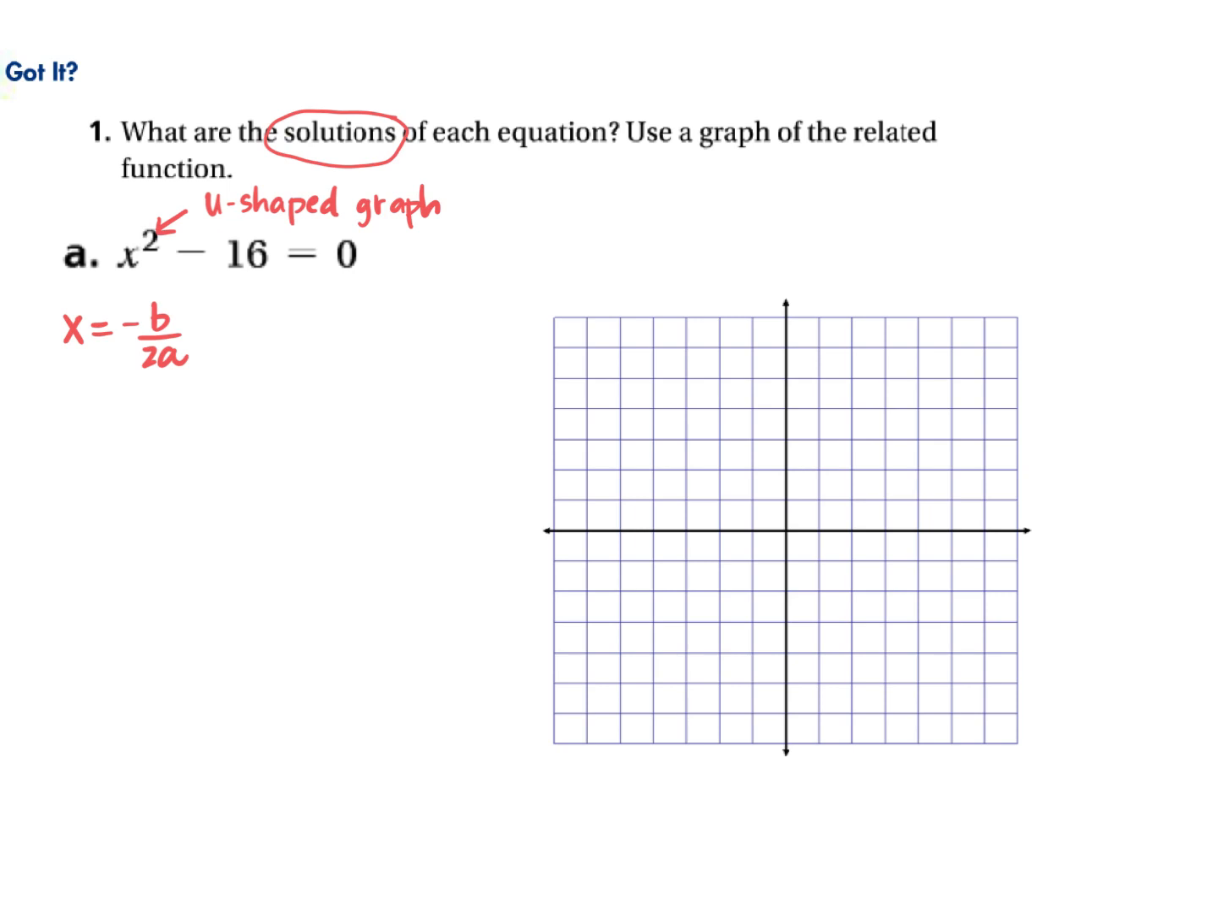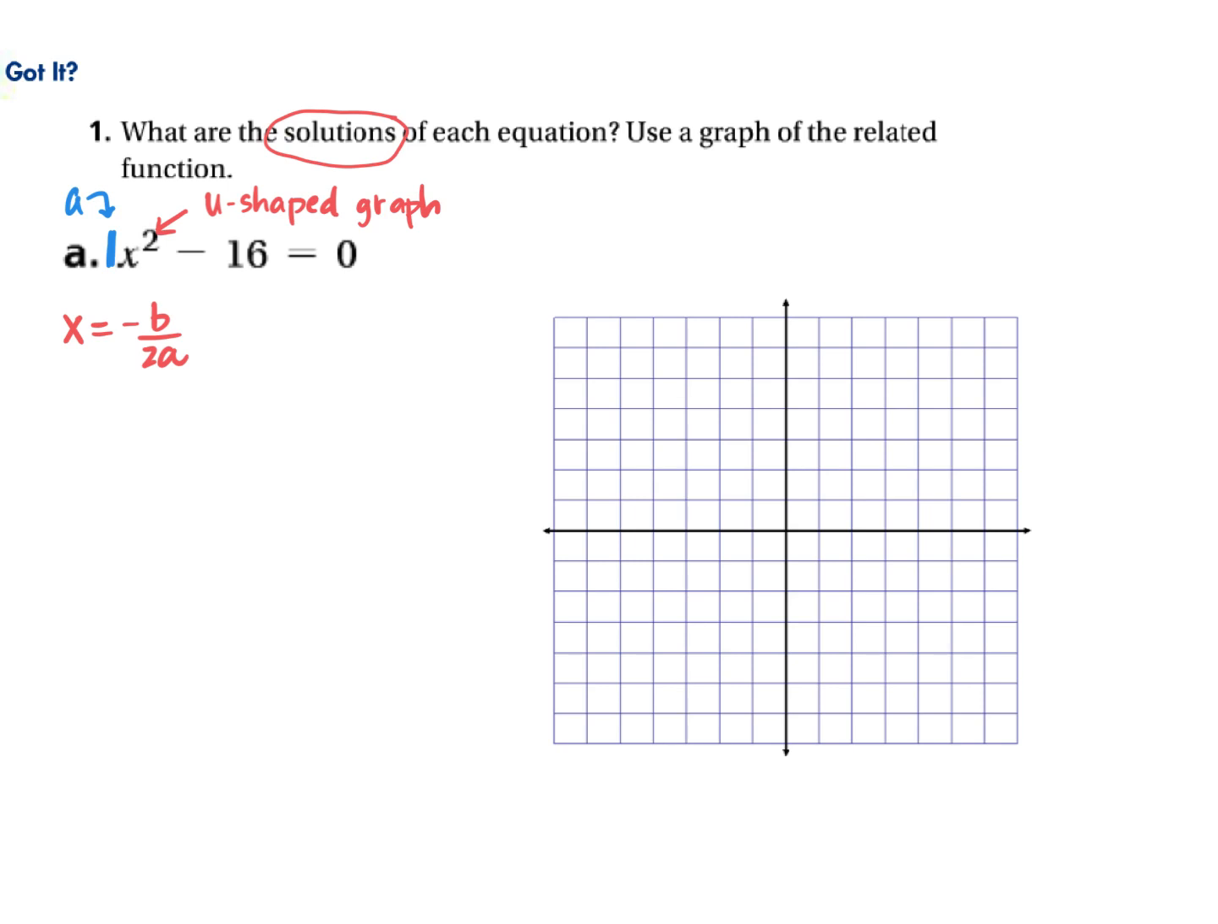Now this problem contains values for a, b, and c. We just need to figure out what those values are. So let's take a look at this equation. It starts with an x squared, but what's really there is the number 1. And that is going to be what the value of a is, because a is always by the x squared term.